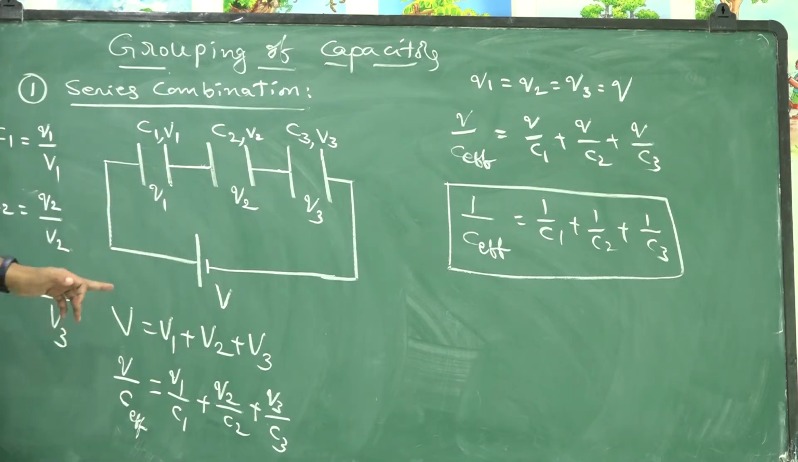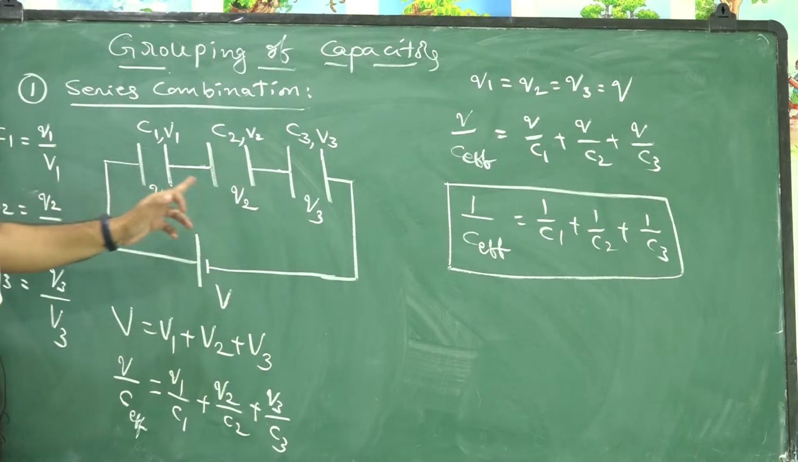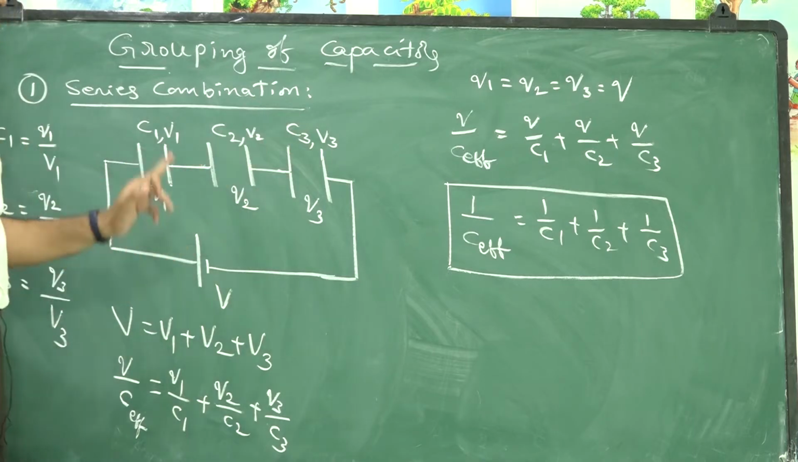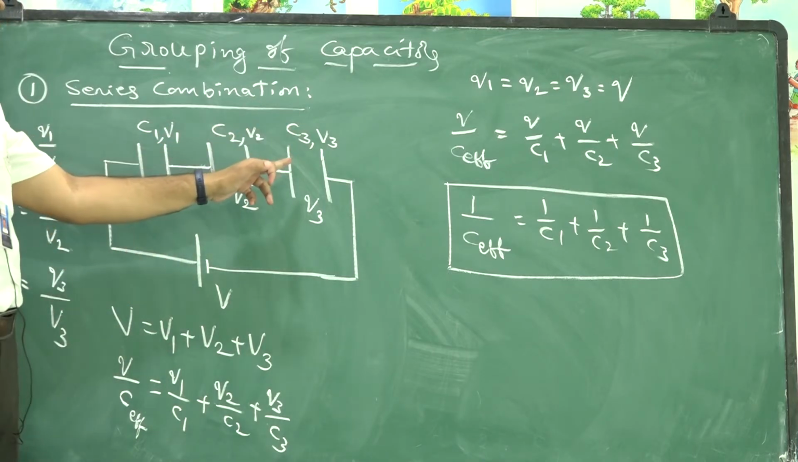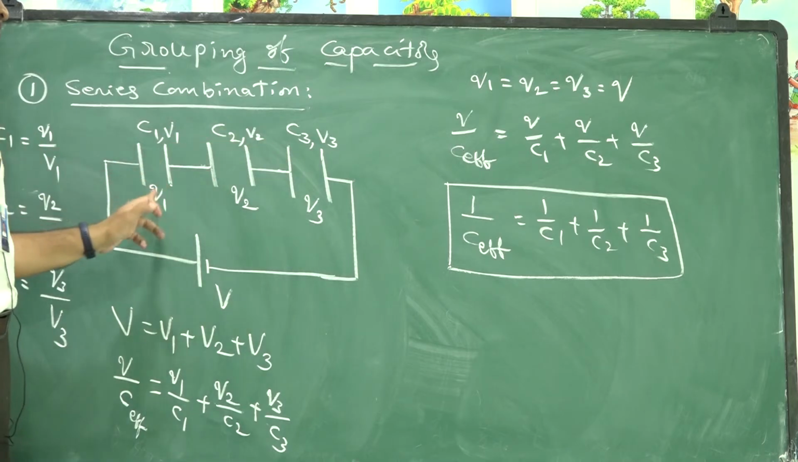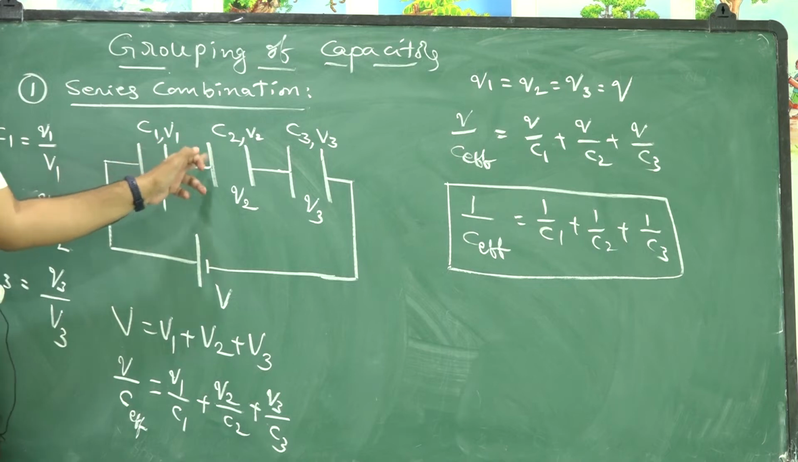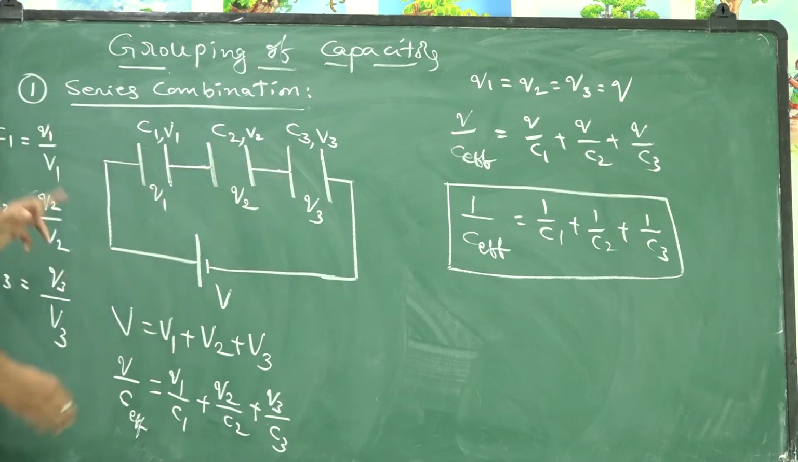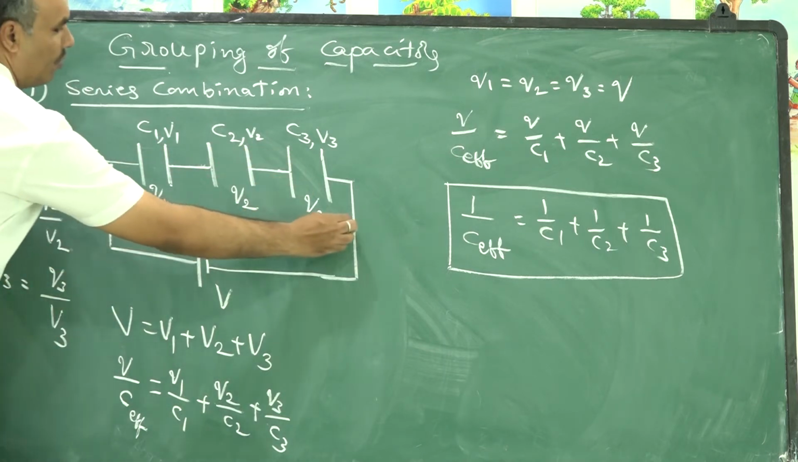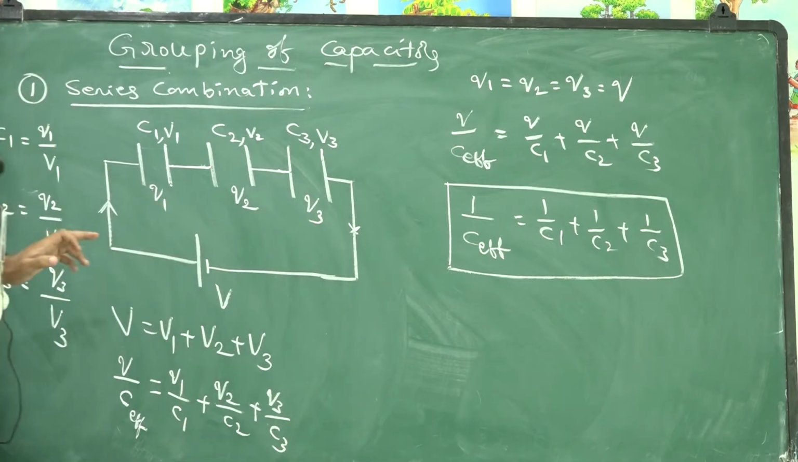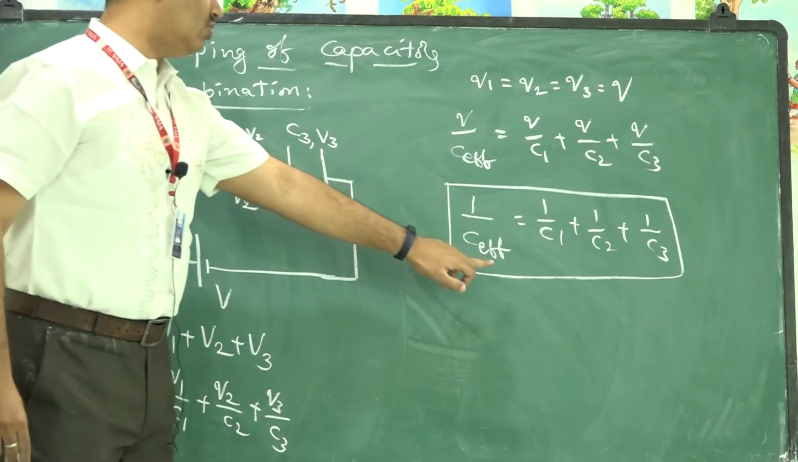The point you should remember is, in series combination, voltage gets divided. As the three capacitors have different capacities, different potentials, the charges in them must be the same, since the same charge has to move through the three capacitors, because the same current is passing through the circuit. Therefore, this is the effective capacitance formula.